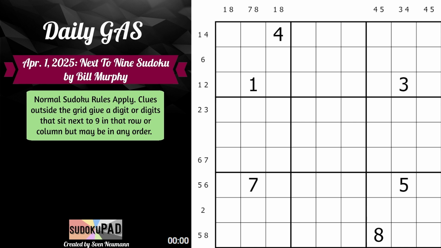Well, next to 9 is actually a standard variant. A clue of 1, 2 next to a row or column would indicate that 192 or 291 would lie in that row or column. That's because next to the 9 are the digits 1 and 2. Same is true for every other clue in the grid here. So that's it. Those are the rules. Let's just jump right into it.